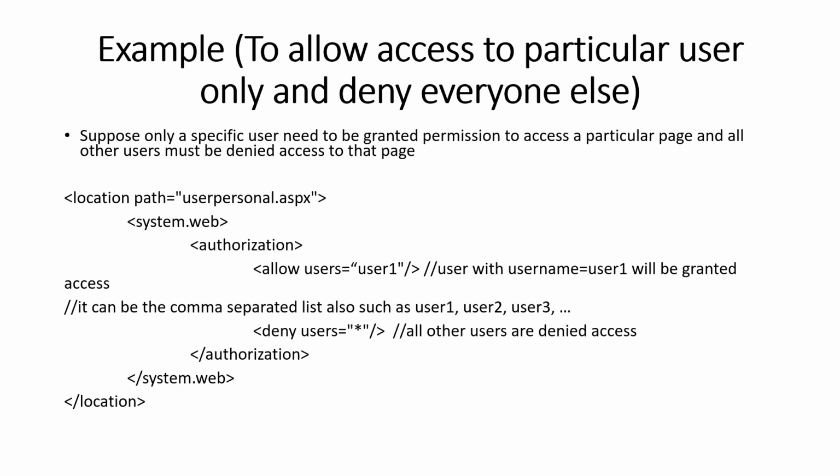And again, system.web will be the child of this location tag, and then the authorization tag. In the authorization tag, we provide the allow tag, allow users equal to user1. In this rule we specify that only the user whose username equals user1 will get access to userpersonal.aspx, this particular web page. And suppose we want to provide access to several users, then we can separate these usernames with commas, just like user1, user2, user3.